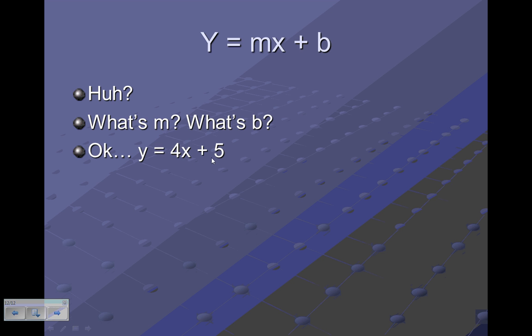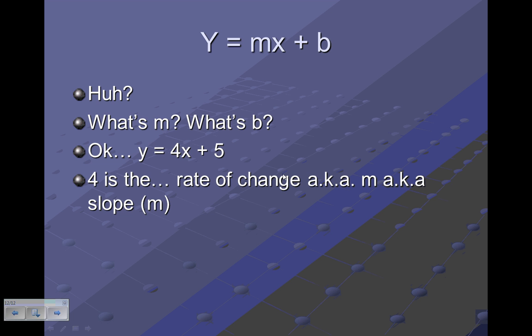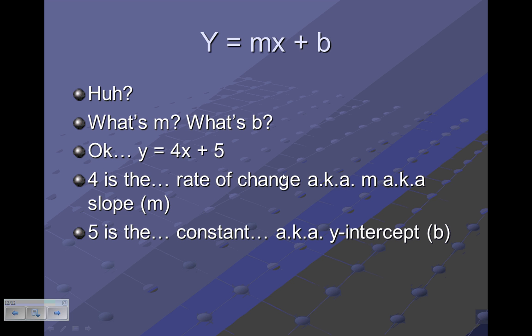Okay, so if we have y equals 4x plus 5, which number is the m? The m is the 4. So the 4, what is another name for the 4? That would be slope, or you could call it the coefficient, delta y over delta x. The 5 is in the same spot as the b. The 5 is the constant, or you would call it the y-intercept. Okay, so 4 is the rate of change, aka m, aka slope. 5 is the constant, or you could call it the y-intercept.